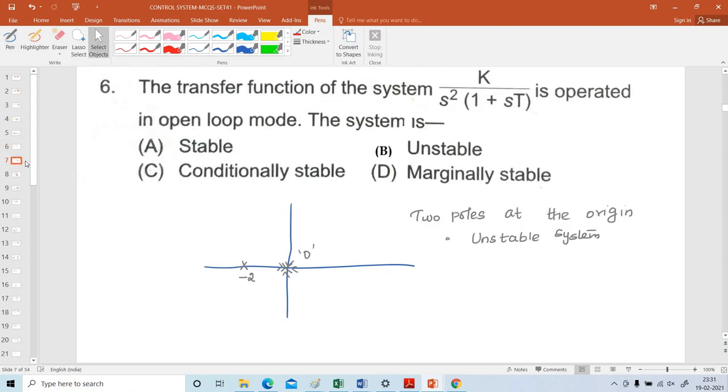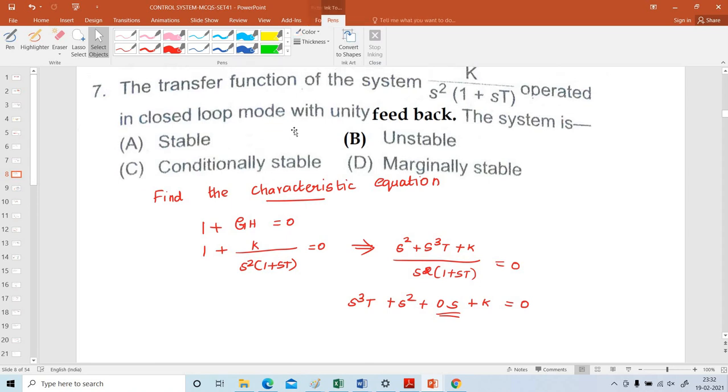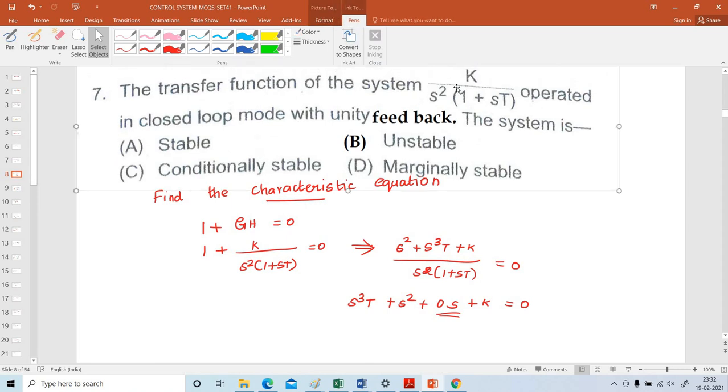And next, the transfer function of the system K divided by S square into 1 plus ST is operated in an open loop mode. The system has 2 poles at the origin, so directly we can say the system is an unstable one. So option B is the correct answer. Next problem, the transfer function of the system K divided by S square into 1 plus ST is operated in a closed loop mode with unity feedback.